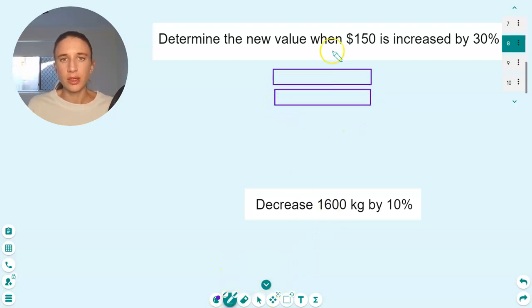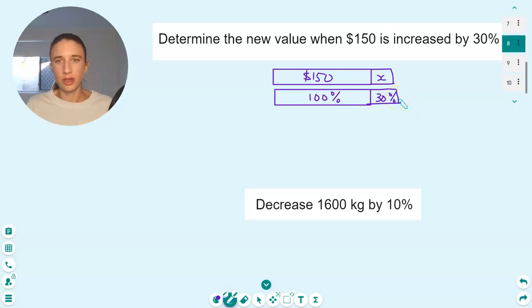So let's look at this. $150 is increased by some amount. I'm just going to call it X. And then that means 100% is increased by 30%. So there's two ways that you could look at this. All right, I'm going to show you the first way.